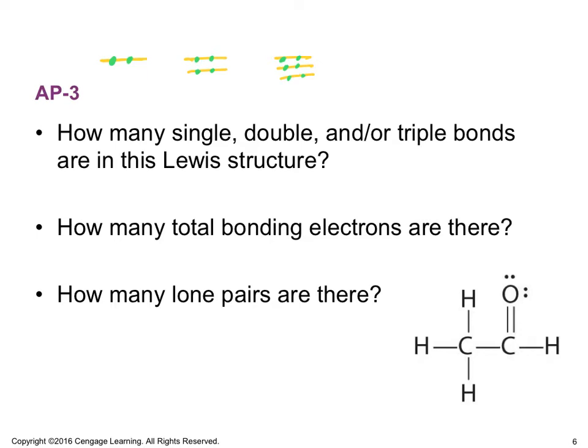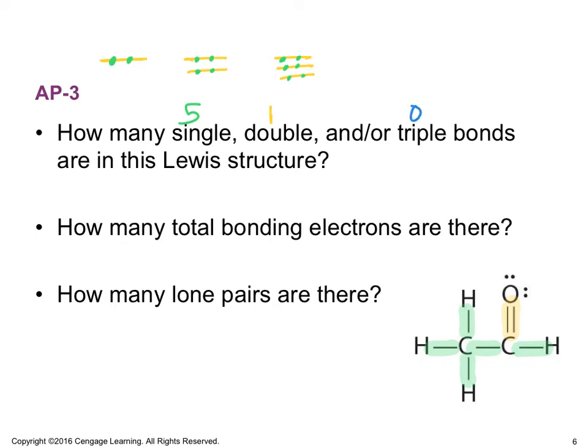So this example wants us to figure out how many single, double, and or triple bonds we have in this Lewis structure example. So let's look at each bond. Again, any line is what we're looking for. So here's a single, here's another single, there's the third, fourth, and fifth. So there's 5 single bonds in the structure. Here we have 2 lines between 2 atoms, so that's 1 double bond. And we do not have any triple bonds because there's no 3 lines between 2 atoms anywhere.